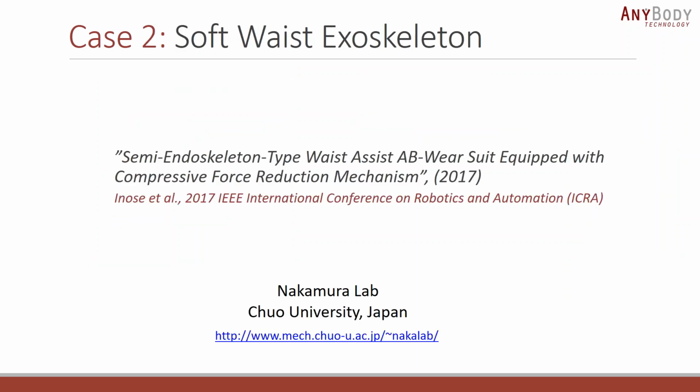So on that note, let us move on to the second case study. This is a waist exoskeleton. It was an active waist exoskeleton which used soft pneumatic actuators, and was developed at the Nakamura lab at Chuo University in Japan. Again, a very interesting paper. I would recommend that you have a look at this after this webcast when you have the time.